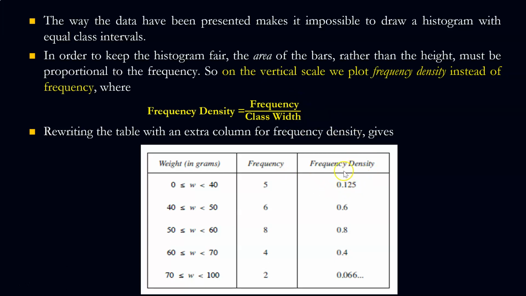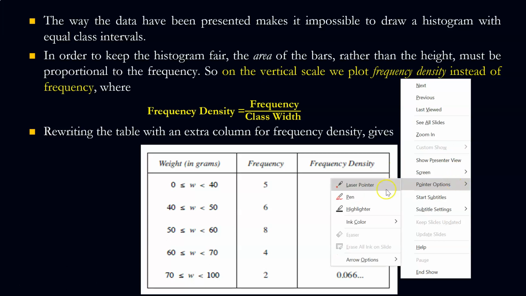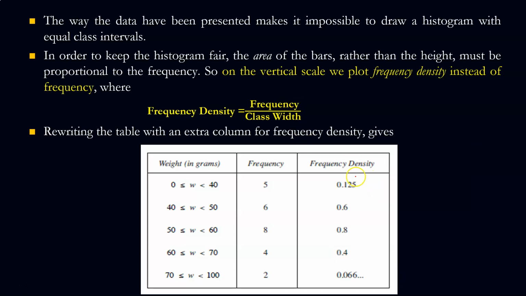So, macam mana I dapat 0.125 over here? What is your frequency? Your frequency is 5. 5 divided by class width. My class width ada berapa nombor terkandung dalam ni? Ada 40. So 5 divided by 40, you get 0.125.